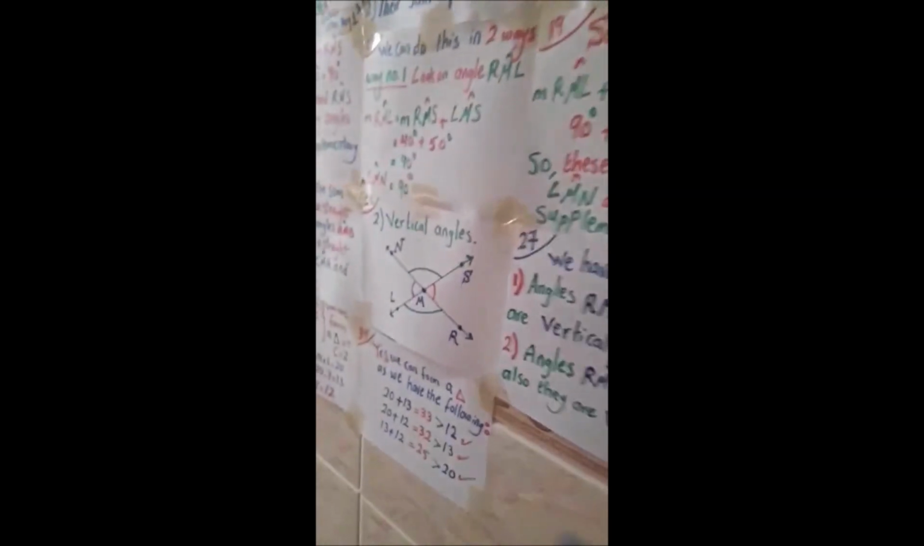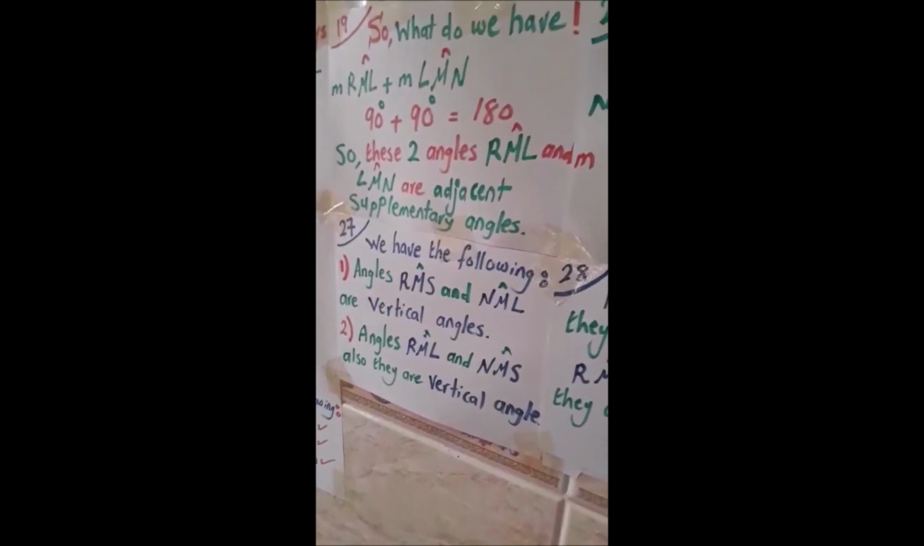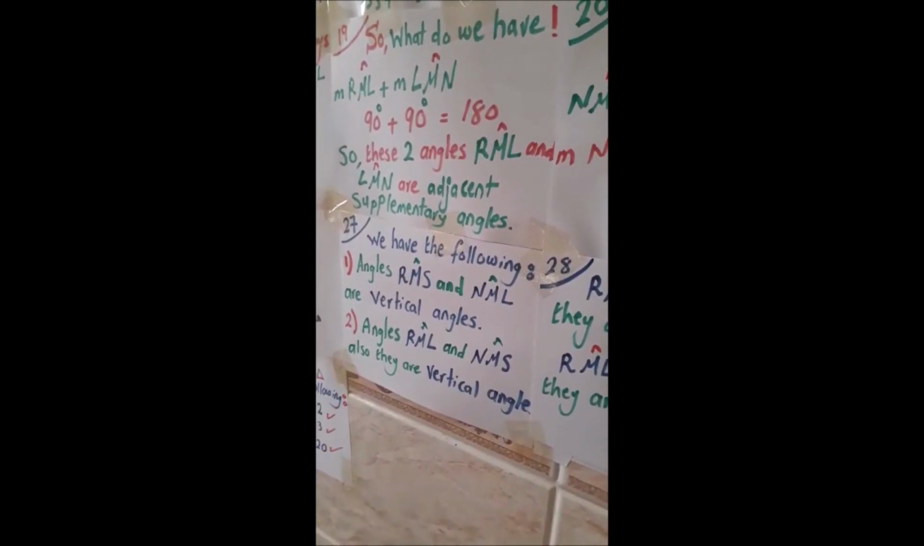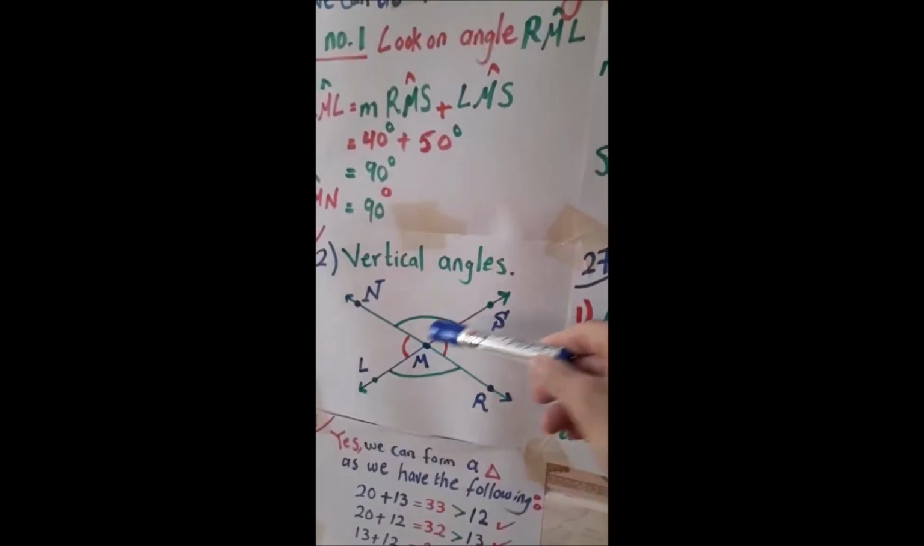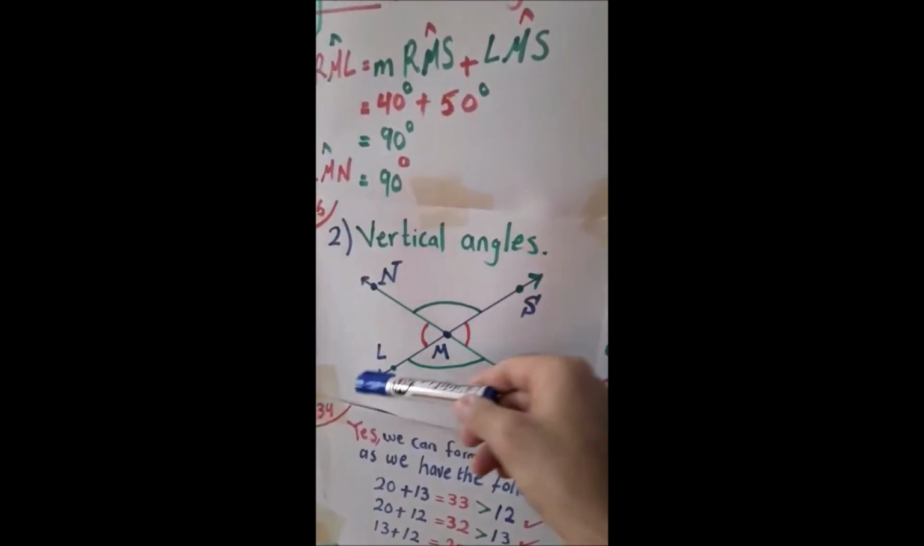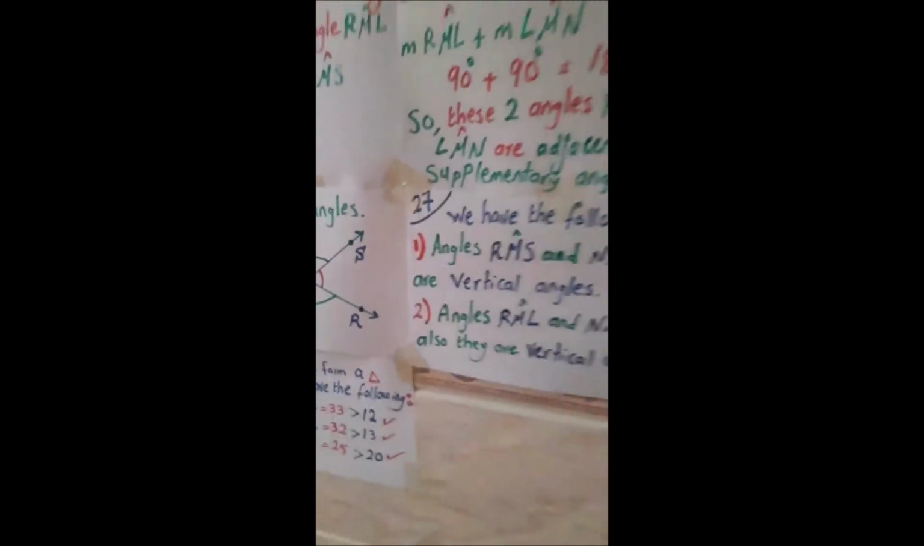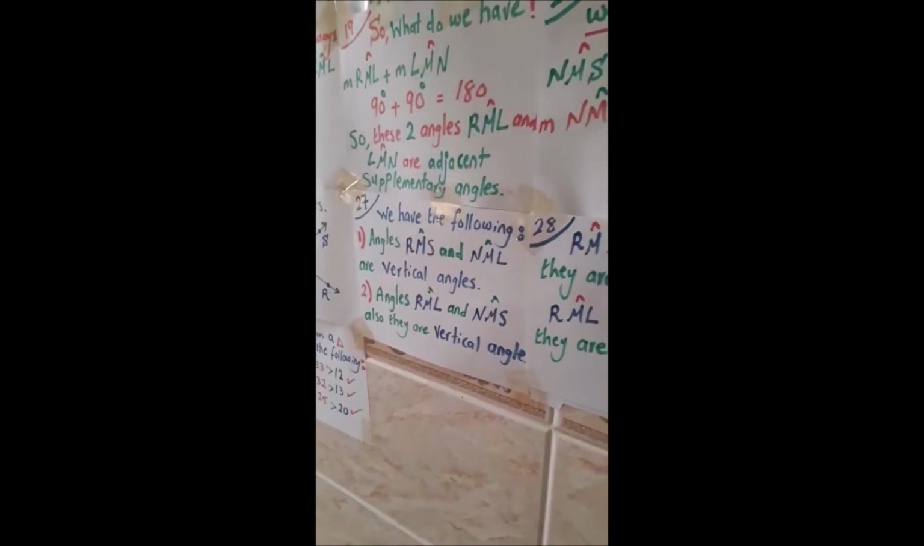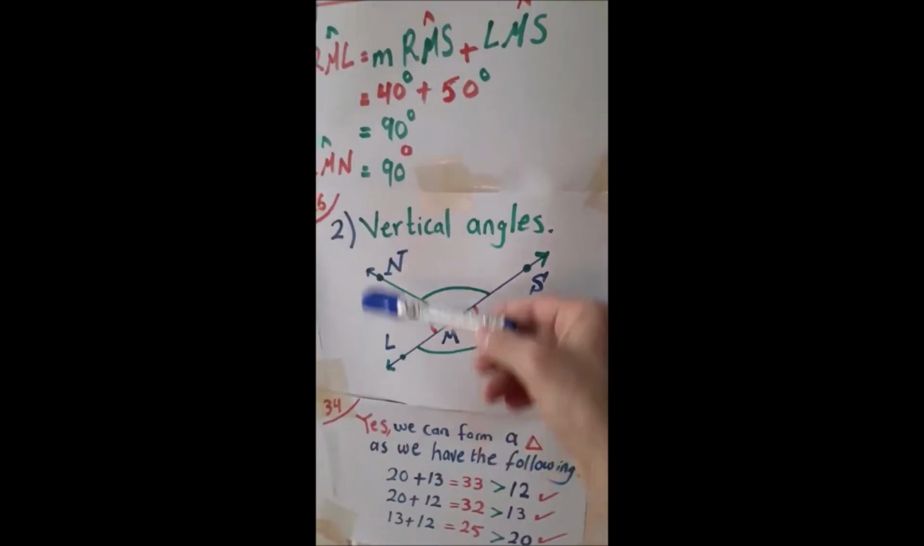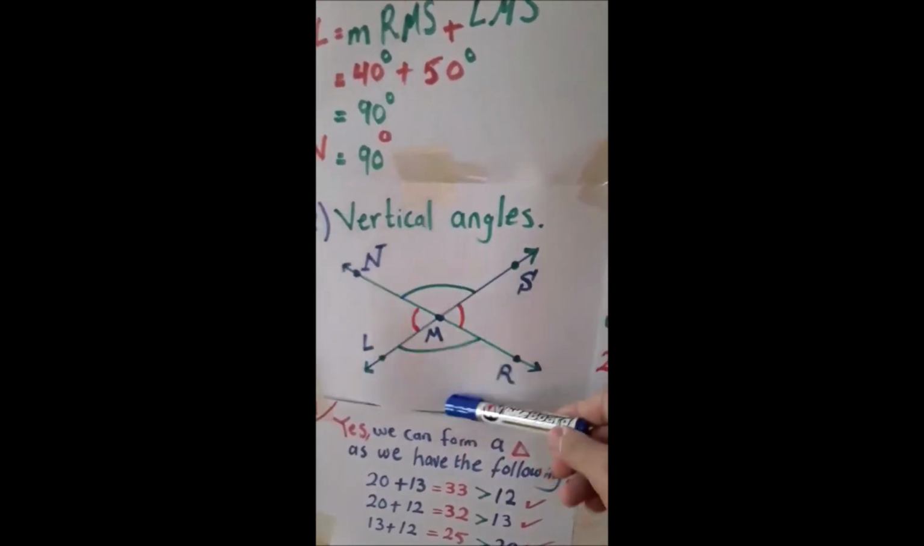Now, according to this figure, look what is written. We have the following angles: RMS and NML are vertical angles. Number two, angles RML and NMS, again they are vertical, but they are what?